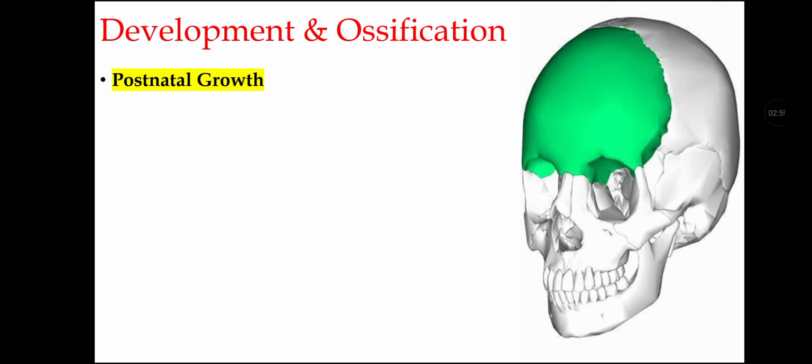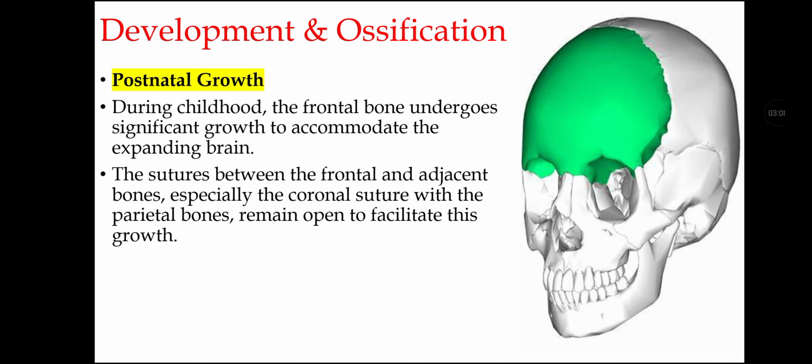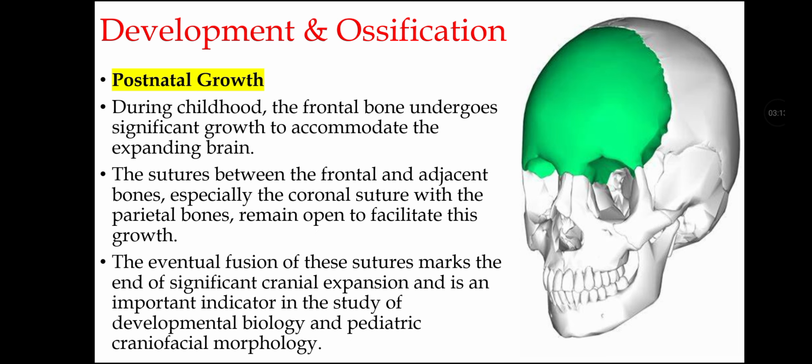Then there is postnatal growth of frontal bone. During childhood, the frontal bone undergoes a significant growth to accommodate the expanding brain. The sutures between the frontal and adjacent bones, especially the coronal suture with the parietal bone, remain open to facilitate this growth. The eventual fusion of these sutures marks the end of significant cranial expansion and is an important indicator in developmental biology and craniofacial morphology.